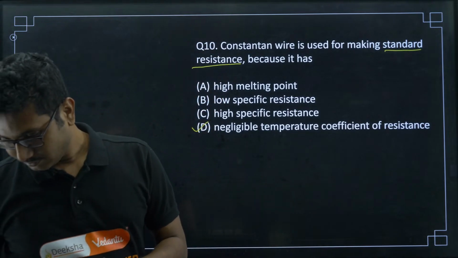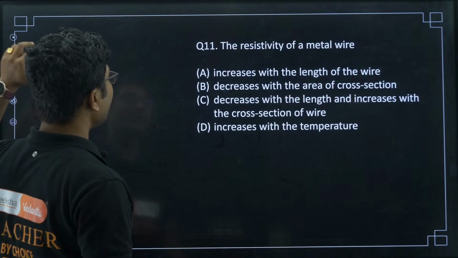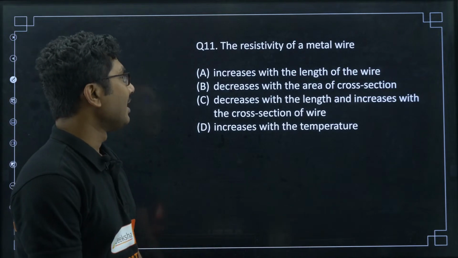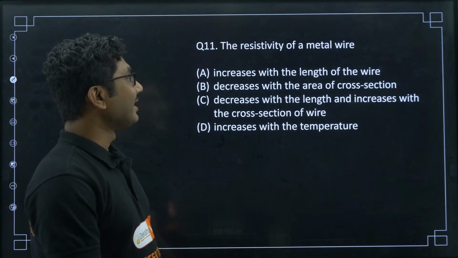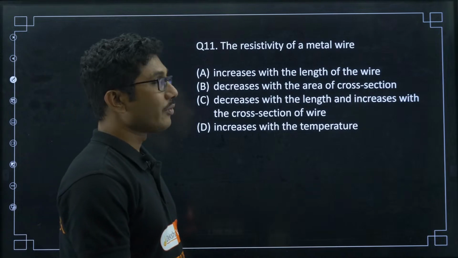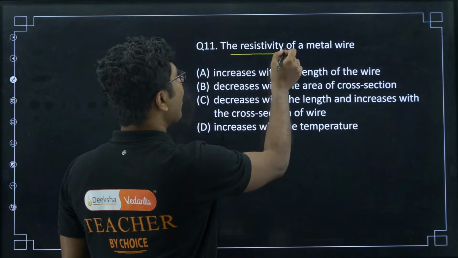Okay. Now, let's move on to question number 11. Another important question: the resistivity of metal wire. So, resistivity means obviously rho.